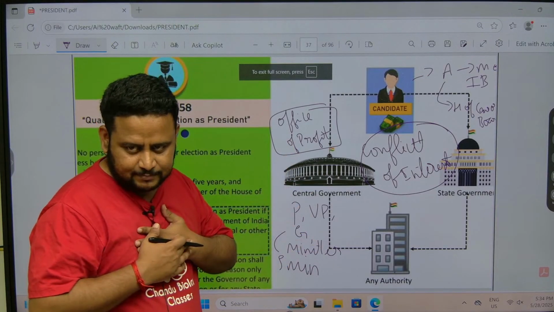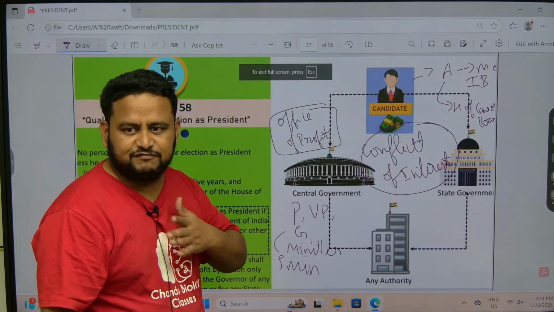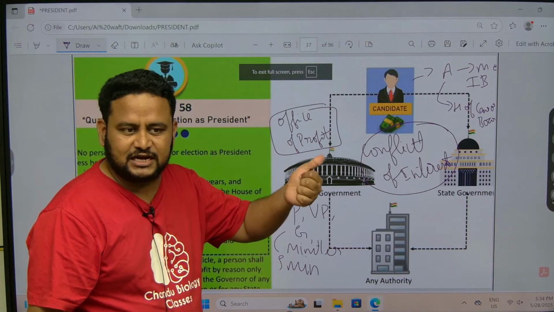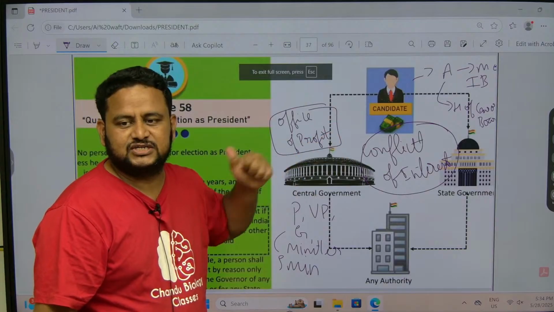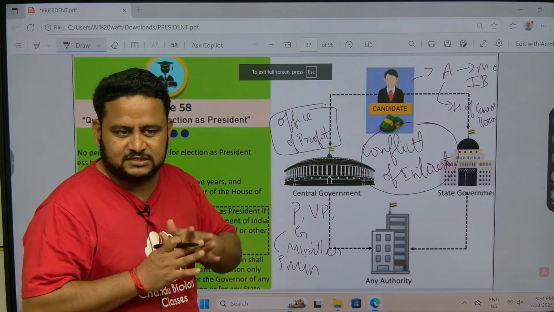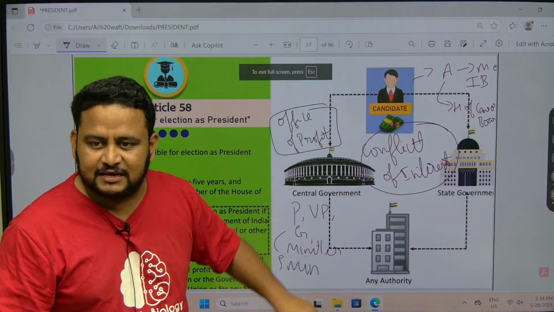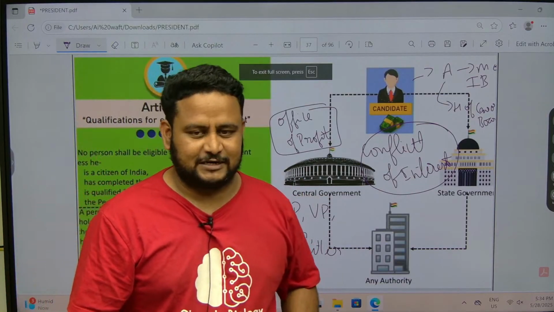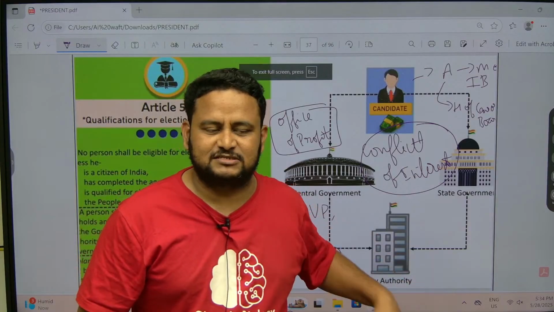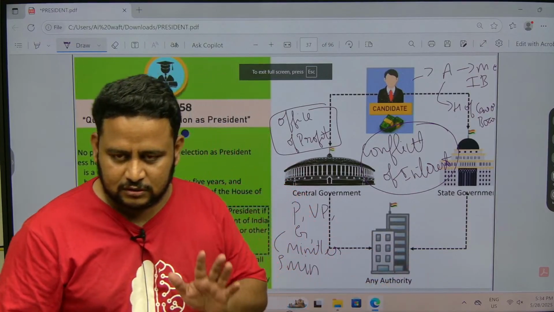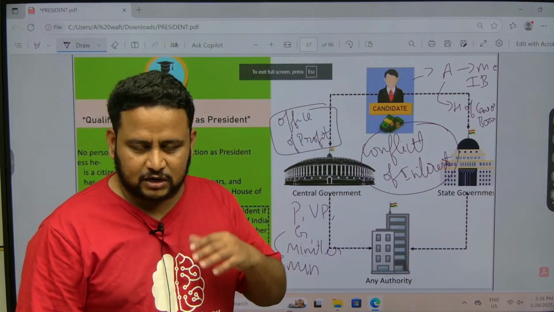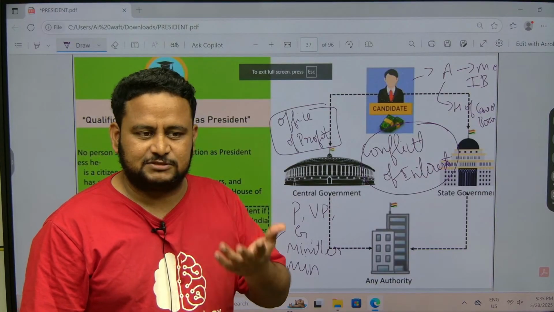Suppose I am the CM, chief minister of this state. If I want to become the president, I can definitely contest in the election of president, because my office, that is the CM of Telangana, is not considered as office of profit. Why? Because an act is passed by the parliament excluding some offices as office of profit. Got it? So if they ask in the exam, what are the things that should be there to be eligible as the president of India?